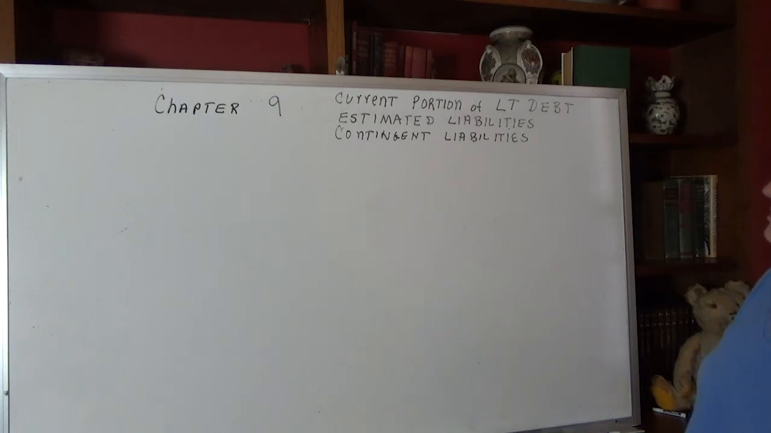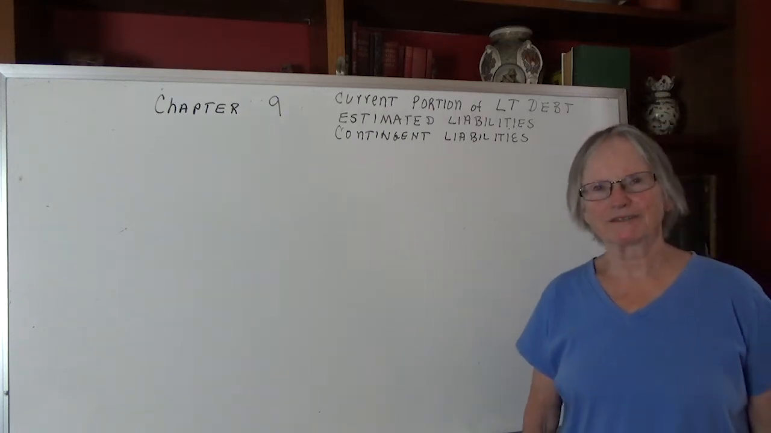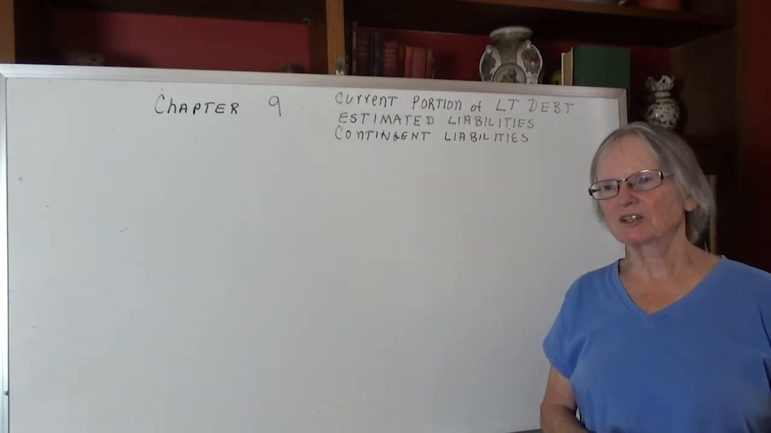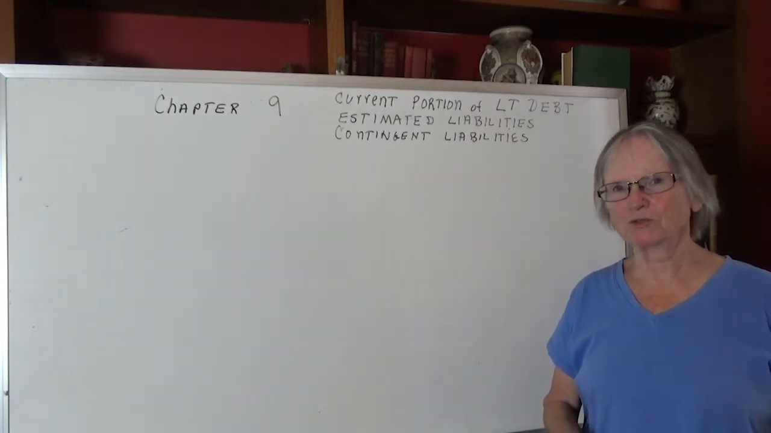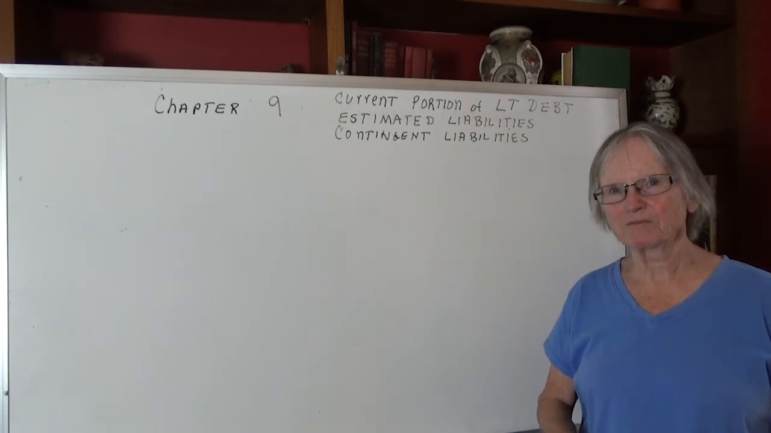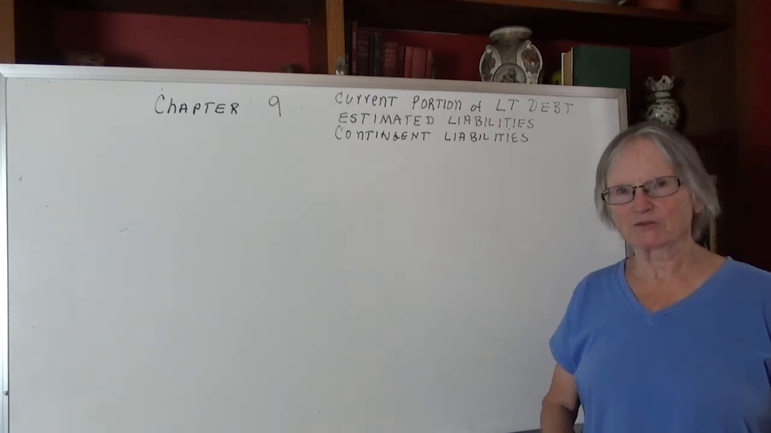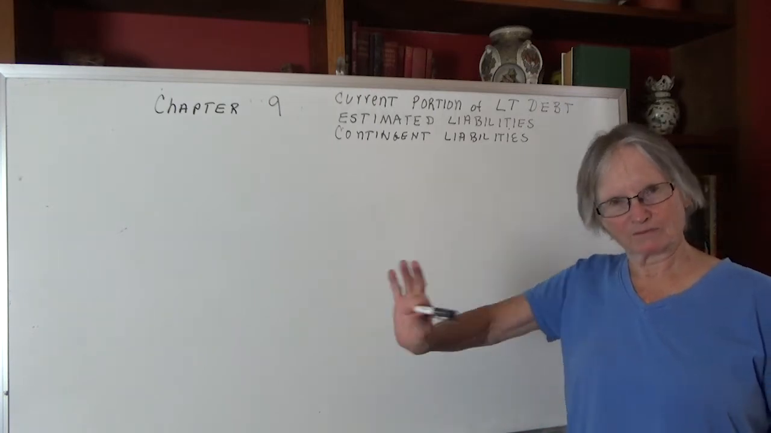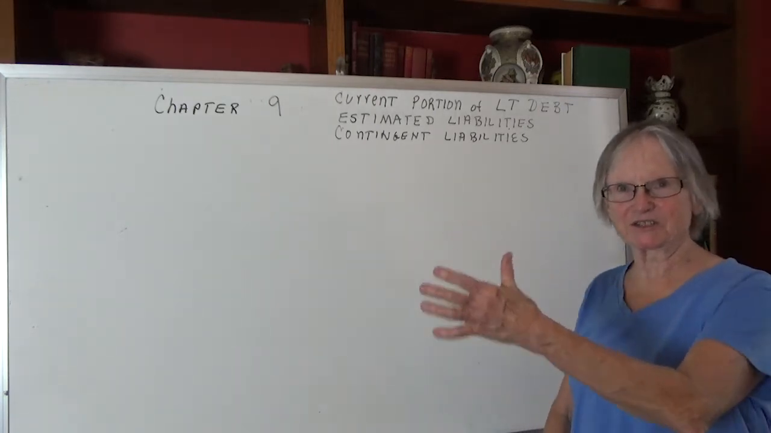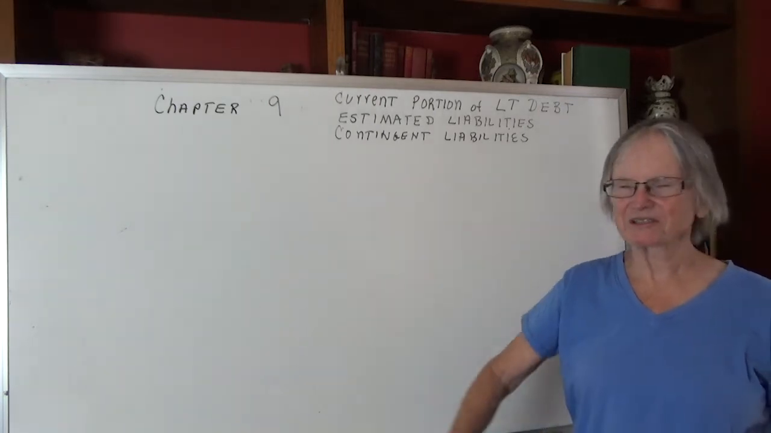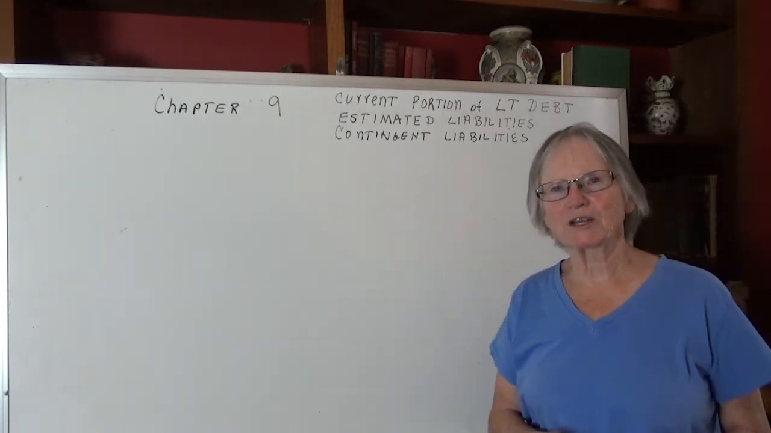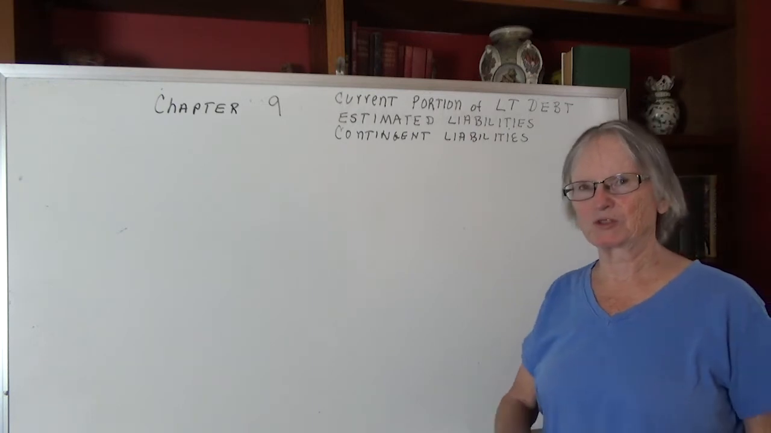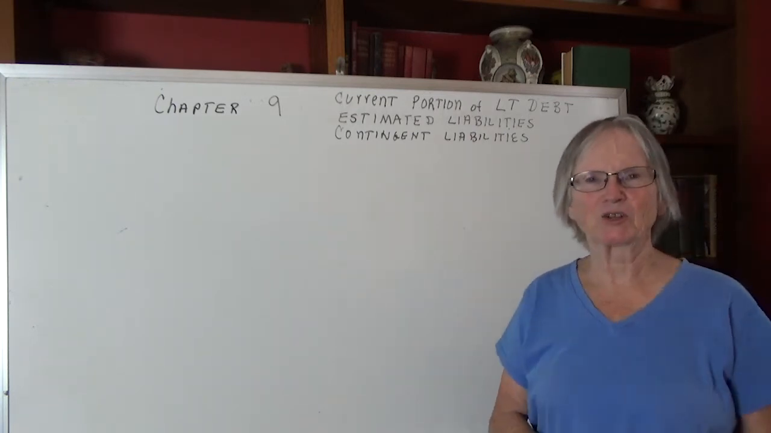We'll start off here with the current portion of long-term debt. This is fairly self-explanatory. If your company has a $100,000 mortgage due on its office building, and $10,000 of that is due in the coming year, and the rest is due a few years out, like 10 years out, each year, you would classify the portion that's coming due in the current year as current, and the portion that's coming due after that as long-term.